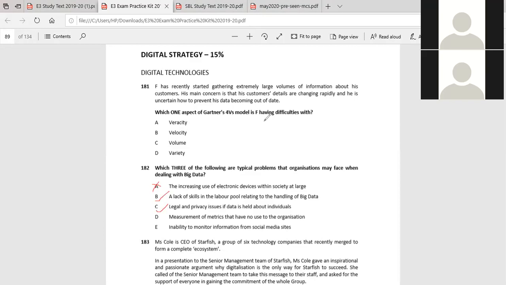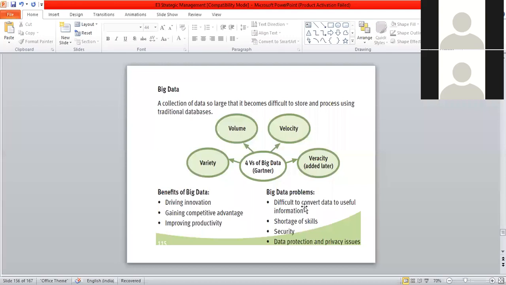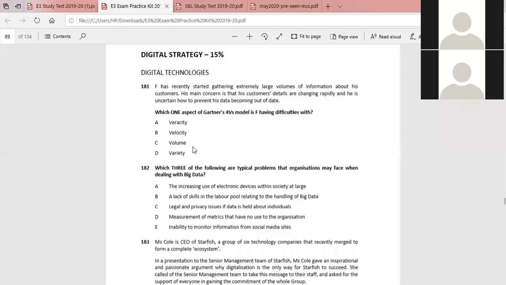Do you agree, D? The first point, difficult to convert data to useful information. Usefulness is one aspect of it. So with which one do we go? Do we go with D or E? We've already agreed upon B, C. A is not the case. So B, C, and D. The usefulness of it sometimes is not sure. Measurement of metrics that have no use to the organization.